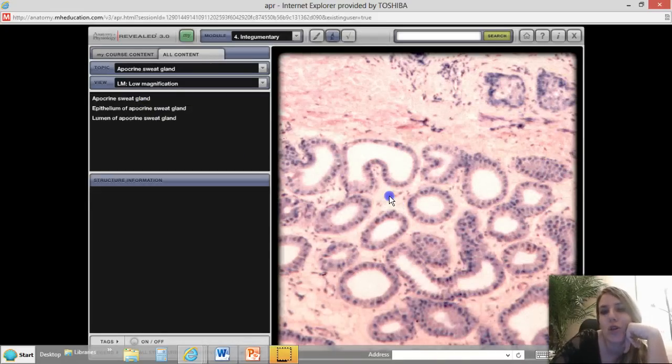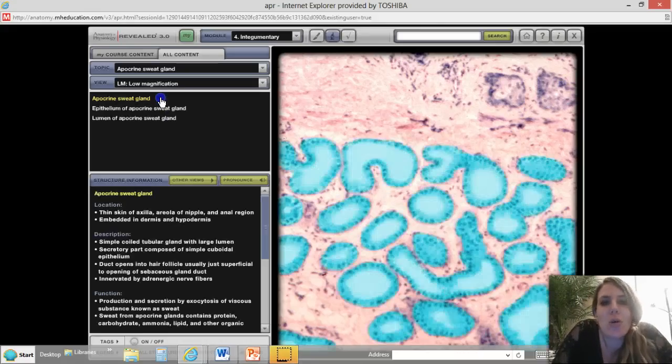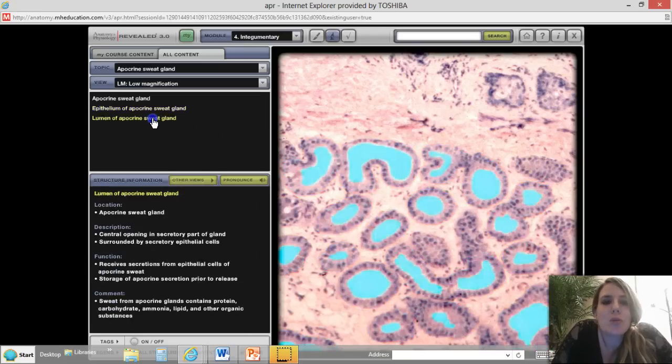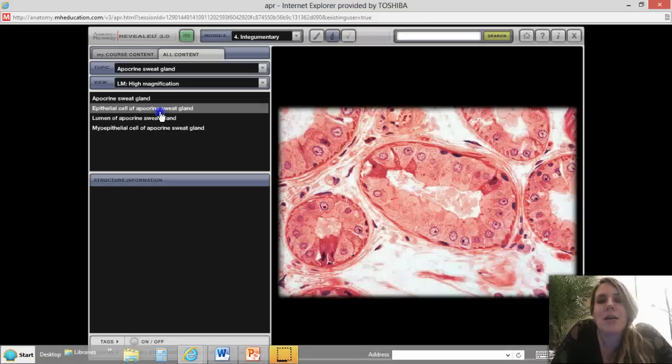So these are all the tubes that are folded, making it up. And we're looking at a cross section. So the whole thing is the apocrine sweat gland. The epithelia of this gland are surrounding the lumens, so they're producing the sweat, and those are the lumens where the sweat is released into. If we look under high mag, here is a cross section of these tubes, all of the same apocrine gland.